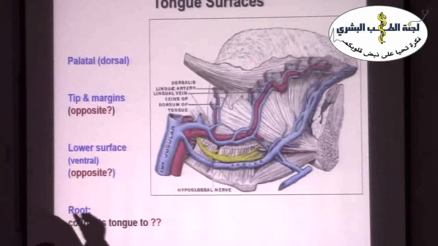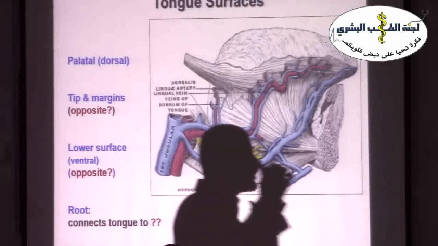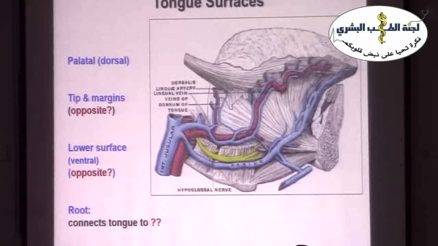Those are usually located opposite to the teeth. So once you have injury to your tongue by your teeth, when you bite your tongue, usually you bite the margins or the tip of the tongue. Okay. Because they are opposite to the teeth.